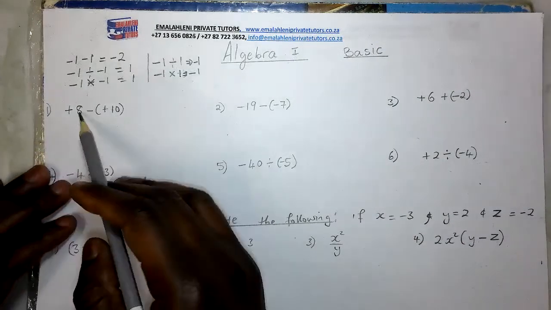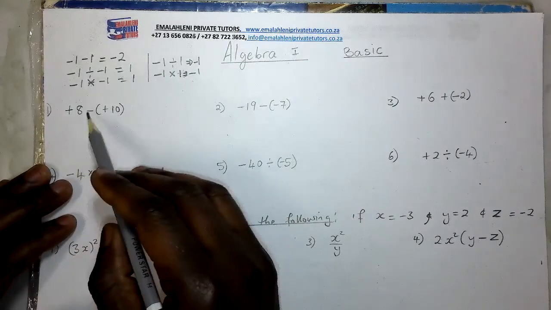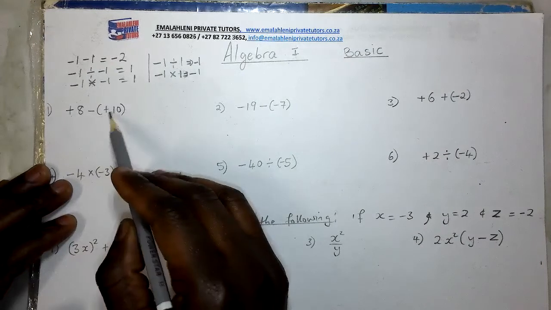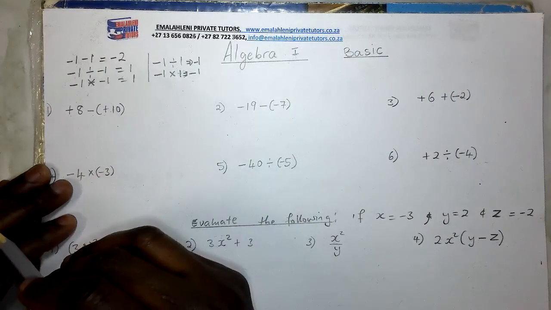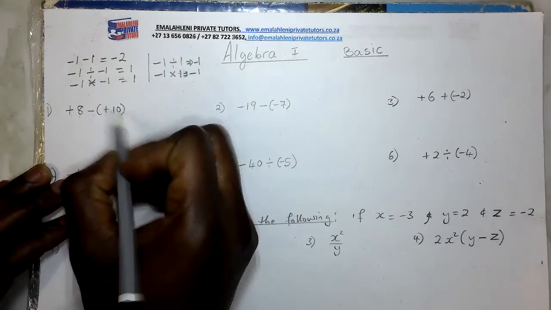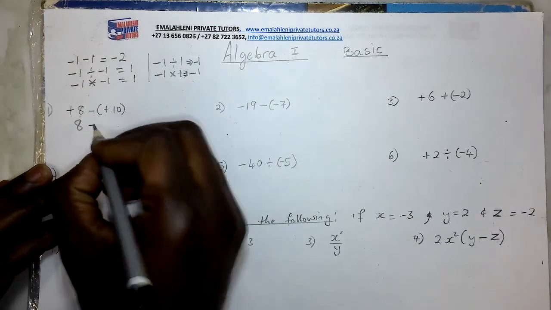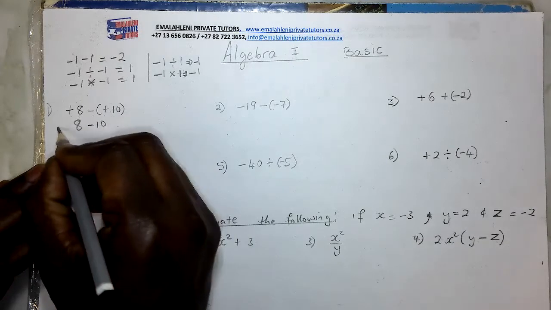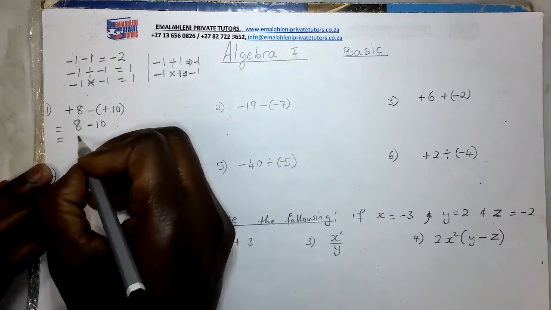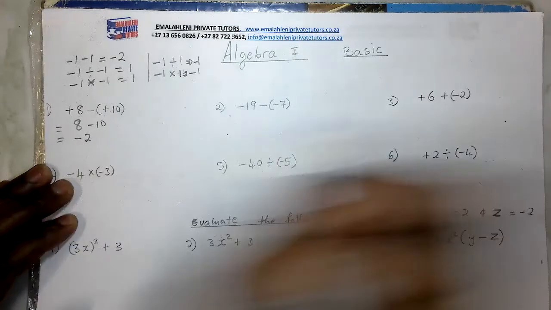So here, let's just look at the questions. Now, when we have negative plus 8, negative plus, then you know that the negative is going to win here. Then it's going to be plus 8 minus 10, so it's actually 8 minus 10. Because 8 is smaller than 10, we are going to get negative 2.